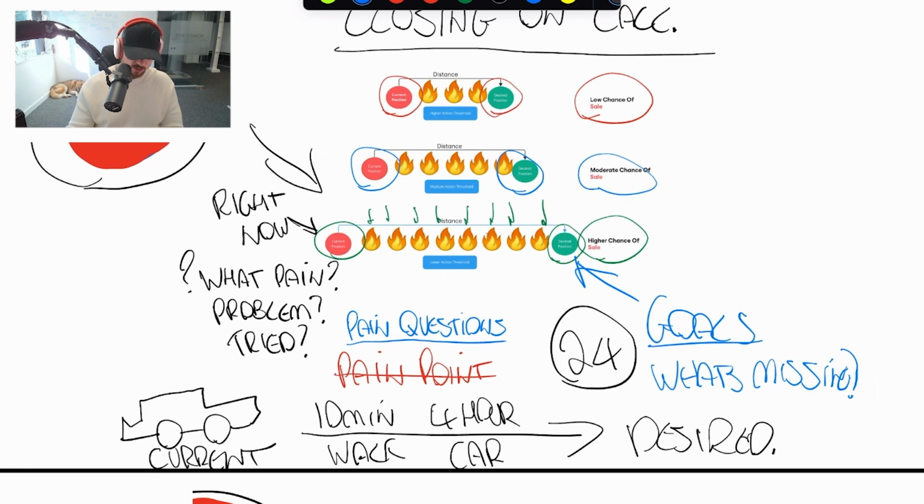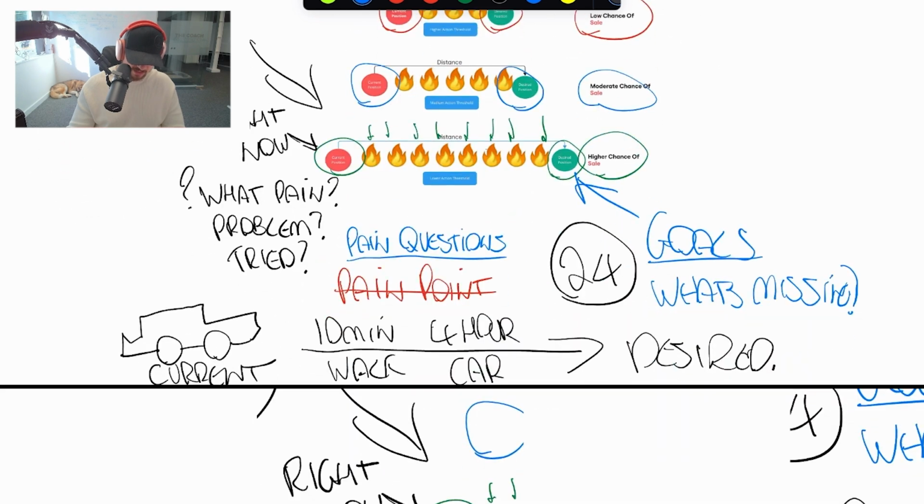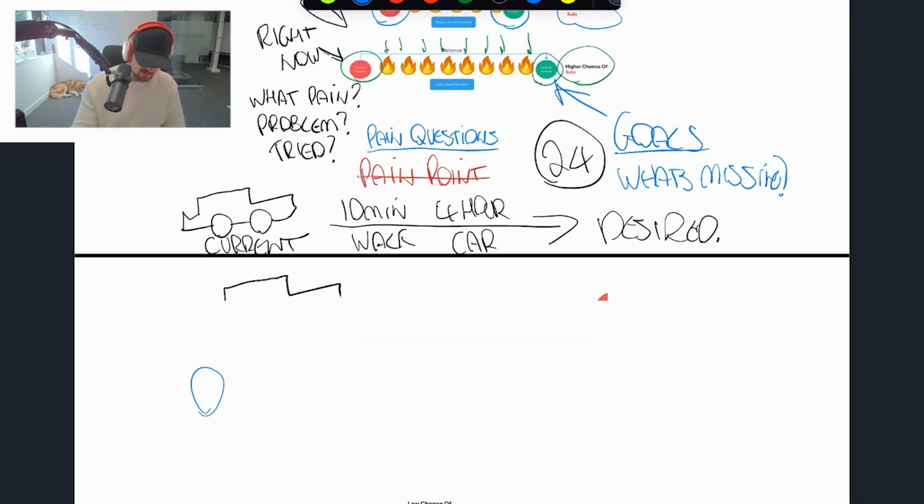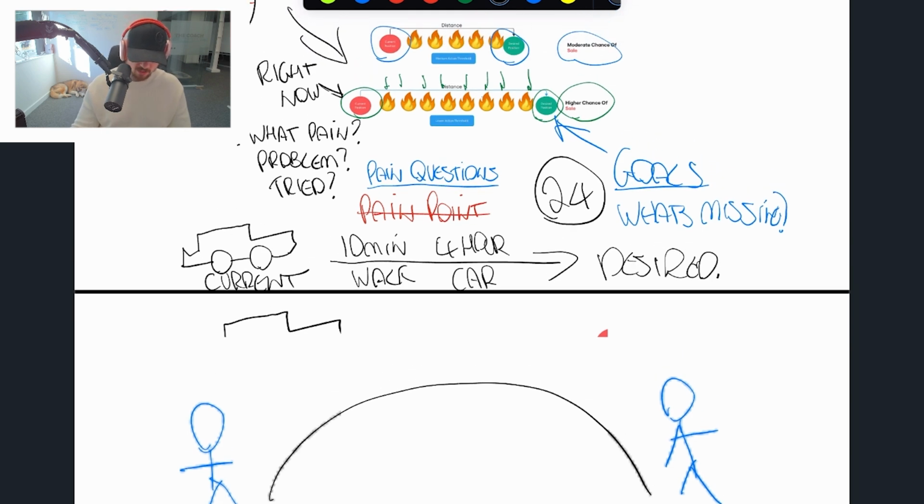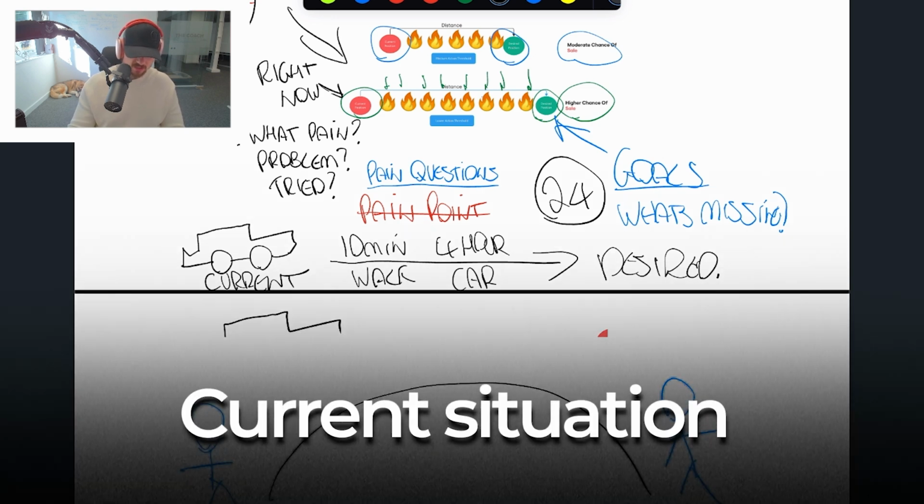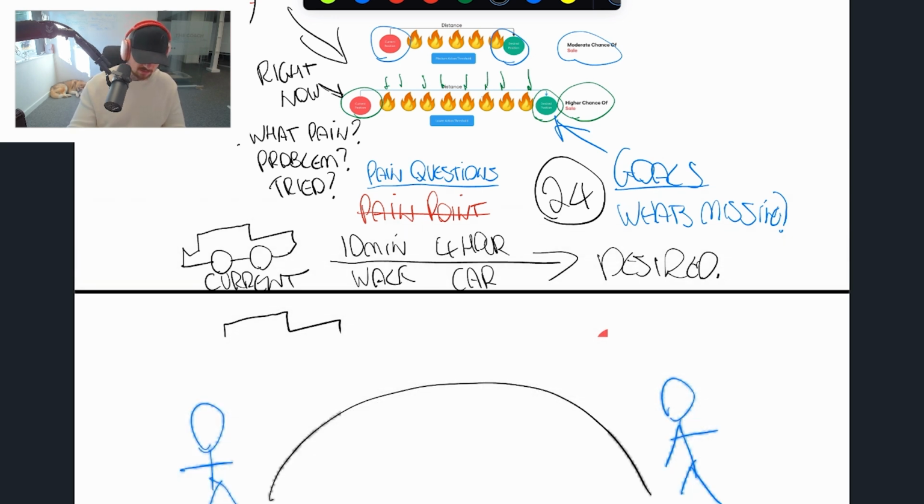So in essence, another way that we can be looking at this is if I've got in here, and then I've got a person here. That's a terrible person, sorry. And then we've got a gap in this middle bit. Right, what we basically want at this point is to have someone where it's like, right, sweet, current situation, desired situation, what's missing? My program.